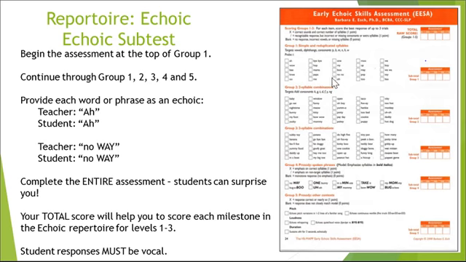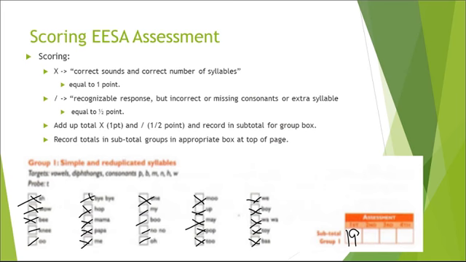The way this works is it lists out words. This first one is ah. So the teacher would say ah, and the student would echo it. If they're able to echo it entirely, meaning that you could understand each piece of it, you're going to score it accordingly. We'll get into scoring a little bit later. You score the entire assessment, don't stop, students can surprise us, and then you will total your score in each group and record it here, and the total of each group in the entire assessment will be recorded at the top. It's also important to note that while a lot of our students are very successful using different types of voice output devices, this assessment does need to be vocal in order to receive a score.